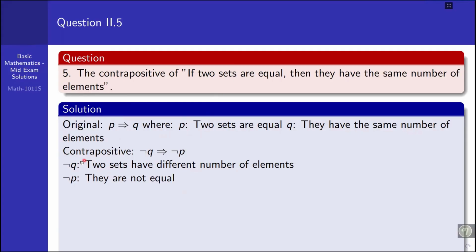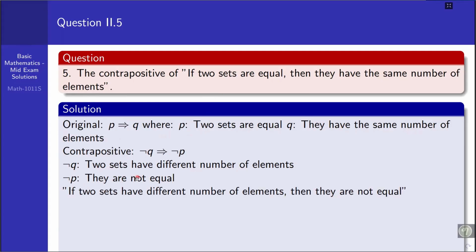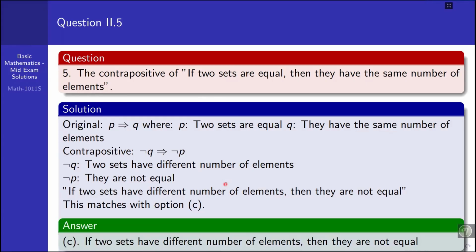Then when we combine these two negations using implication, we obtain the contrapositive of this logical implication. Therefore, the contrapositive is: if two sets have different number of elements, then they are not equal. So this is directly the contrapositive of: if two sets are equal, then they have the same number of elements. Therefore, the answer is alternative C, which is: if two sets have different number of elements, then they are not equal.